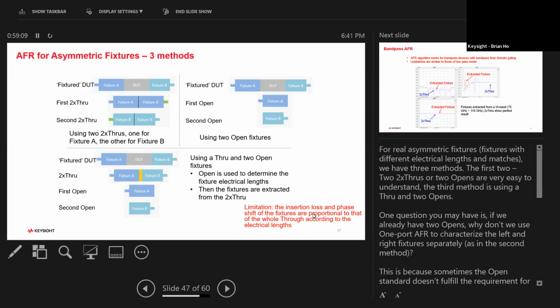Another method of doing it is to do an open and a second open. So same method, but instead of doing a through, we're doing an open.